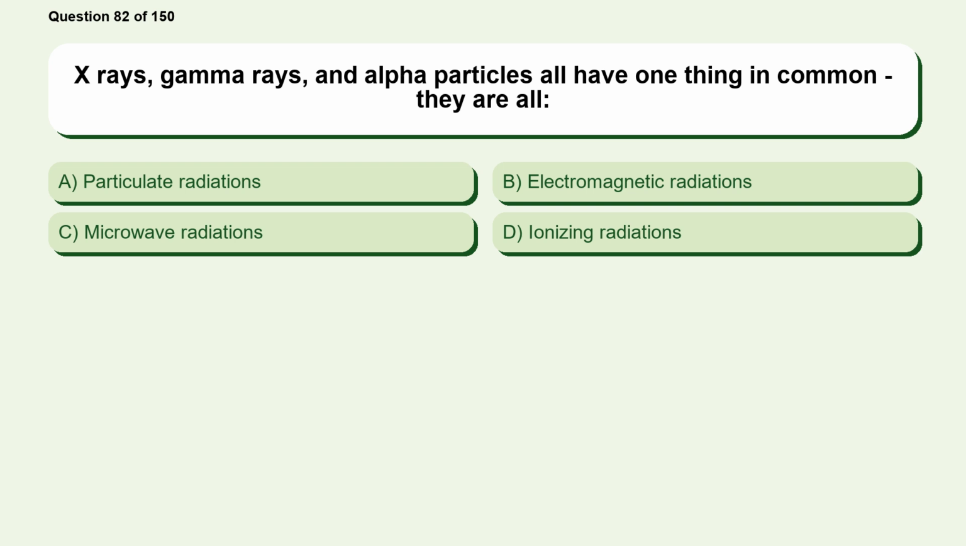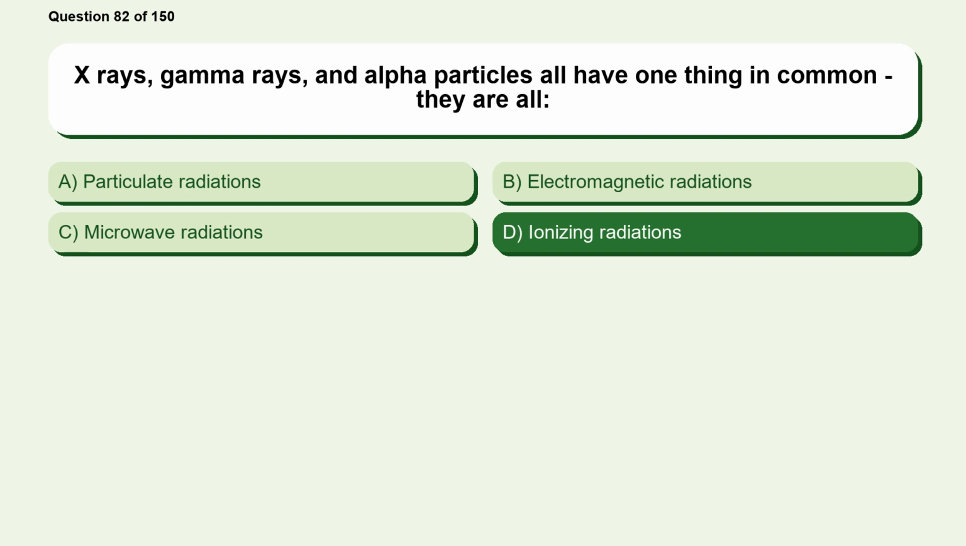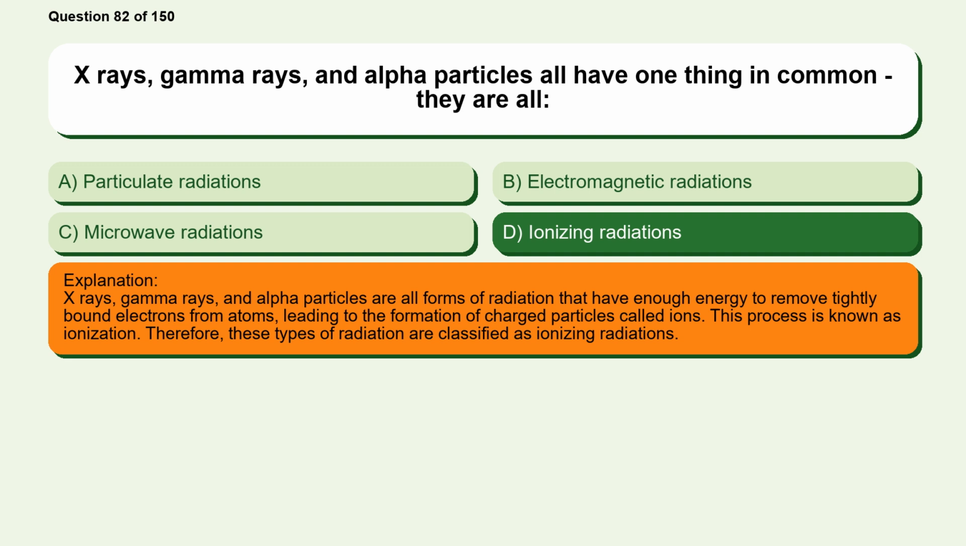Question 82. X-rays, gamma rays, and alpha particles all have one thing in common: they are all Option A, particulate radiations. Option B, electromagnetic radiations. Option C, microwave radiations. Option D, ionizing radiations. The correct answer is Option D, ionizing radiations. X-rays, gamma rays, and alpha particles are all forms of radiation that have enough energy to remove tightly bound electrons from atoms, leading to the formation of charged particles called ions. This process is known as ionization. Therefore, these types of radiation are classified as ionizing radiations.